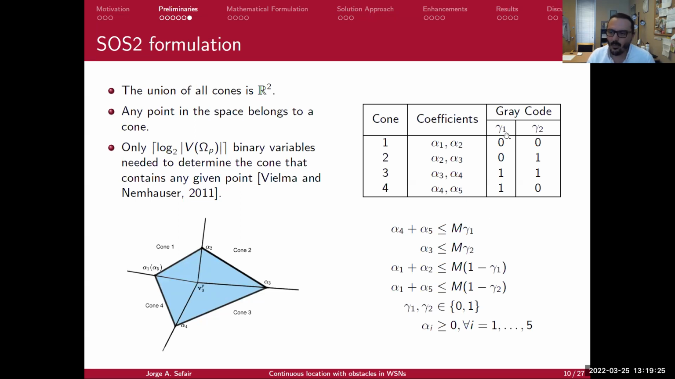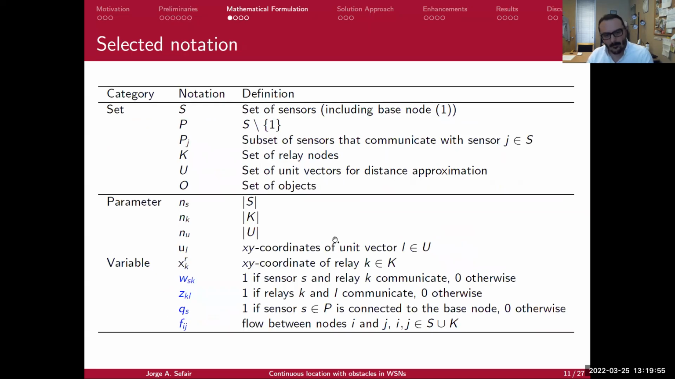So for instance, when gamma 1 and gamma 2 are equal to 0, then lambda alpha 4, alpha 5, and alpha 3 are going to be equal to 0. And then the only ones that are going to survive are alpha 1 and alpha 2, because those are the ones that I can use to represent that you are in cone 1. So we use that trick to keep the number of binaries at the minimum, because as you might be guessing, if I do that conic thing and break up the object into cones, and I have a complex object, you will have just a ton of binary variables.